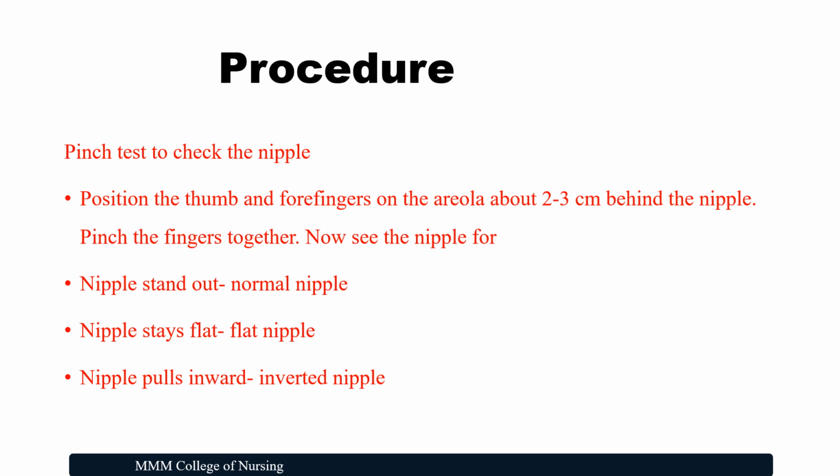Pinch test to check the nipple. Position the thumb and forefinger on the areola about 2 to 3 cm behind the nipple. Pinch the fingers together. Now see the nipple. If the nipple stands out, it is a normal nipple. If the nipple stays flat, it is a flat nipple. And if the nipple pulls inward, it is an inverted nipple.